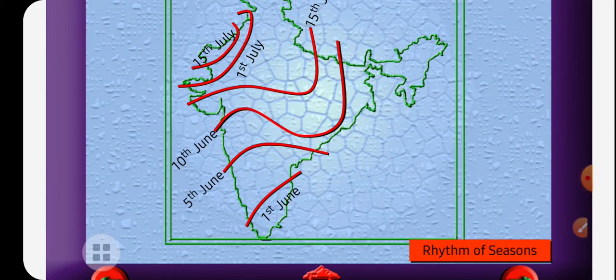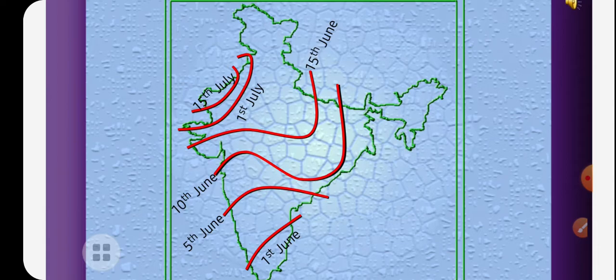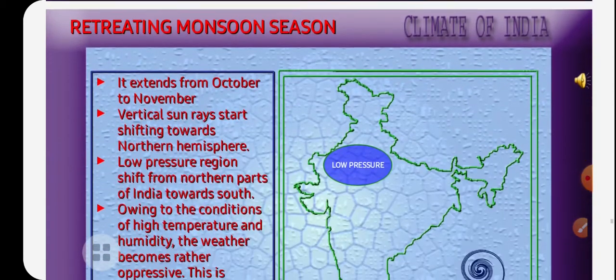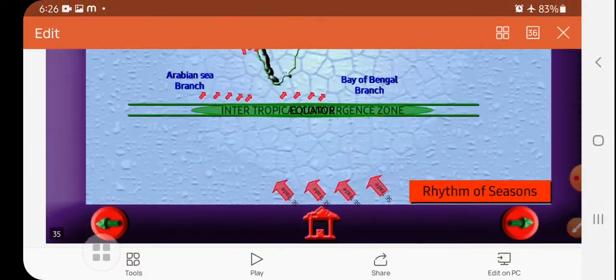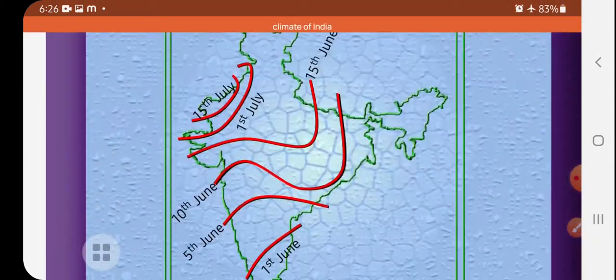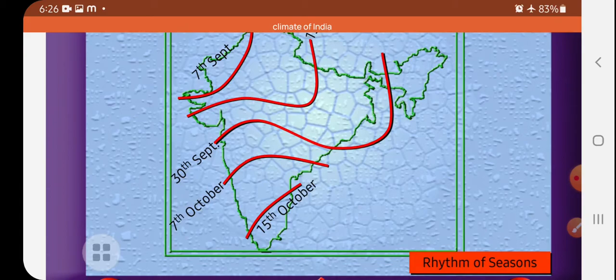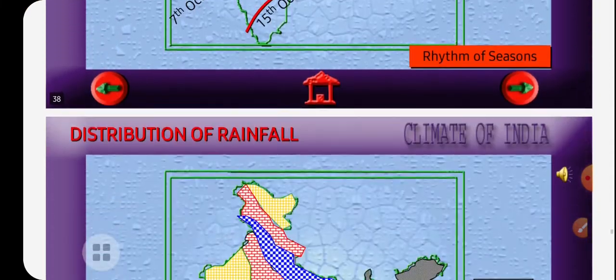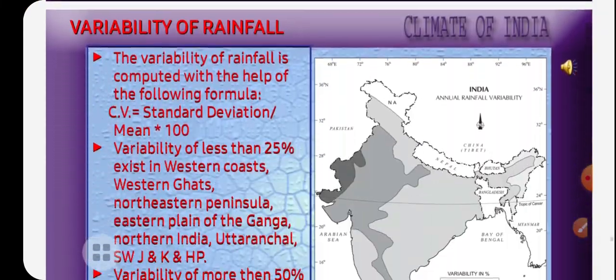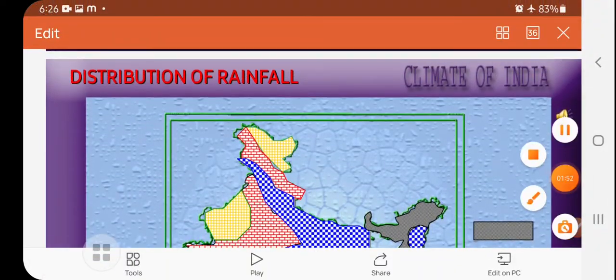On 1st June it enters Kerala, then till 5th June Karnataka, then 10th June Bombay, Maharashtra, then Gujarat, then till 15 July it reaches the whole of Gujarat, and after that from the Bay of Bengal it enters all parts of the country. Here this is the withdrawal and the rainfall we can see.